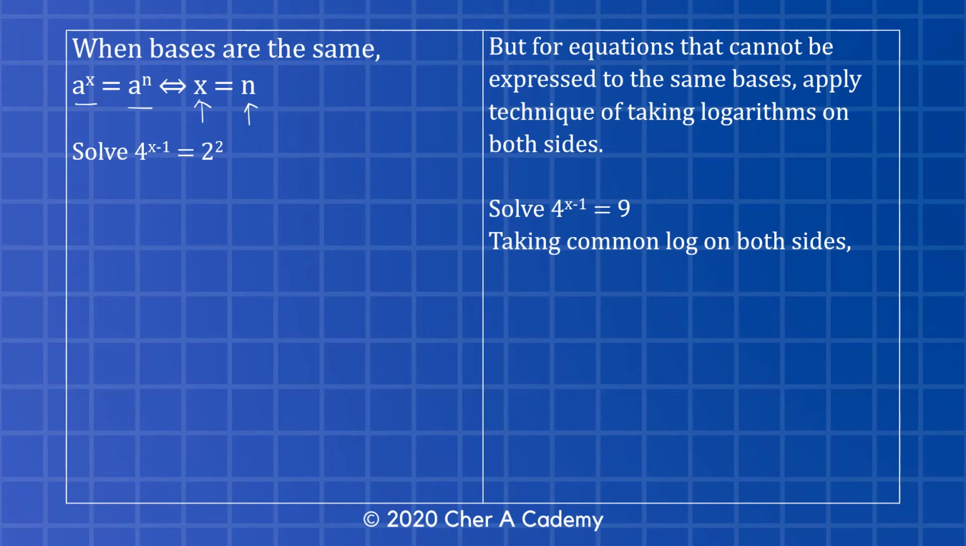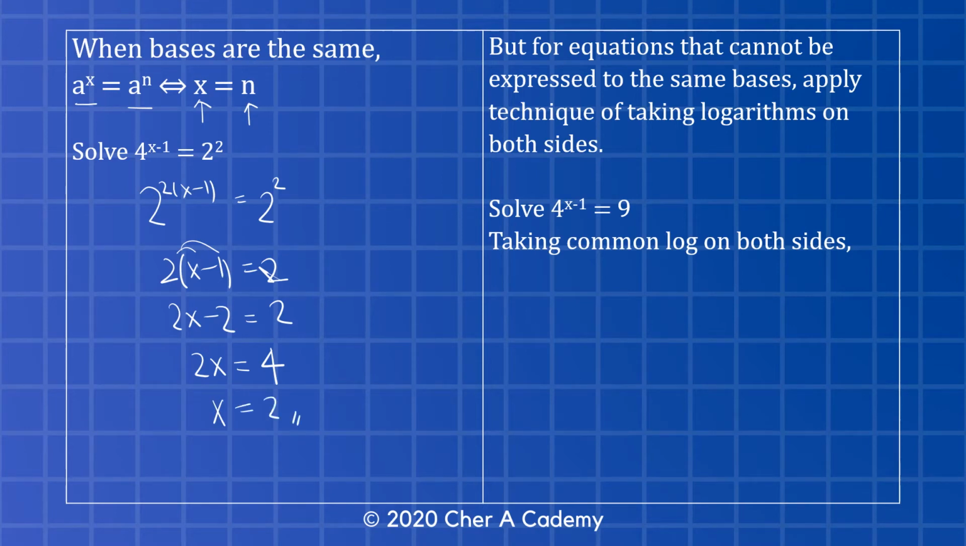So for example, solve 4 to the power of x minus 1 equals 2 to the power of 2. I'll make them into the same base first. So I have 2 squared, which is my 4, to the power of x minus 1, equals 2 squared. Since they have the same bases, their powers are the same. So 2(x minus 1) is equal to 2. I expand this out. I have 2x minus 2 equals 2. Bring my 2 over, I'll get 4, and my x is equal to 2.